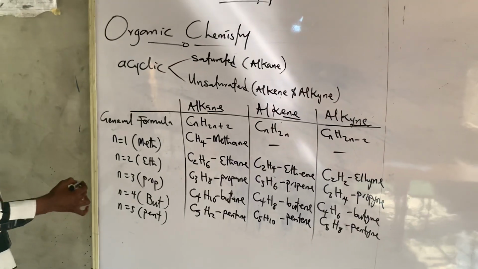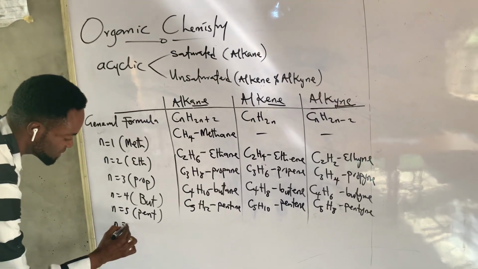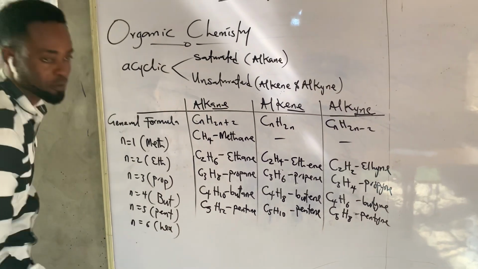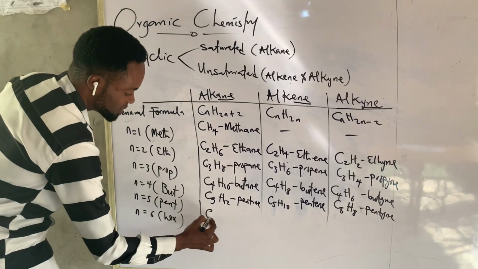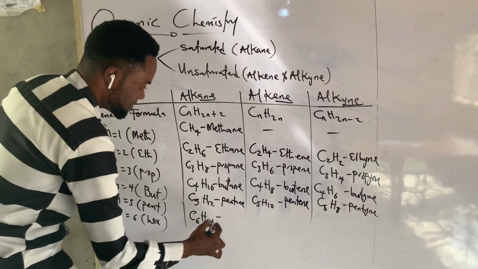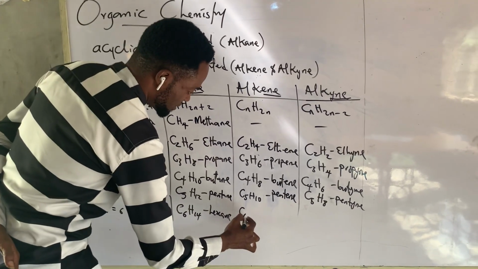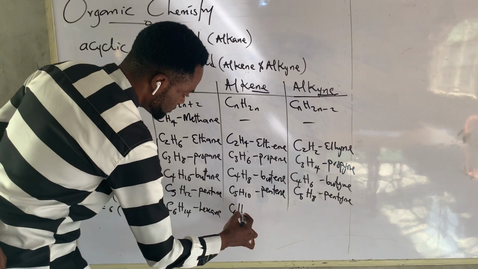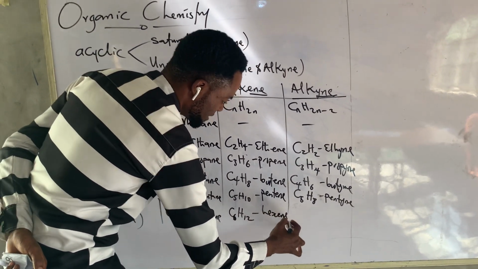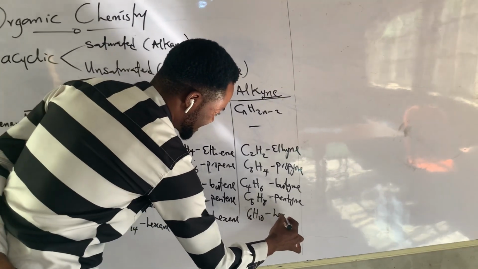Then when n is 6, we have hex, from the word hexagon, 6 sides. So you have C6H14. So you have hexane. C6H12, hexene. C6H10, hexyne.